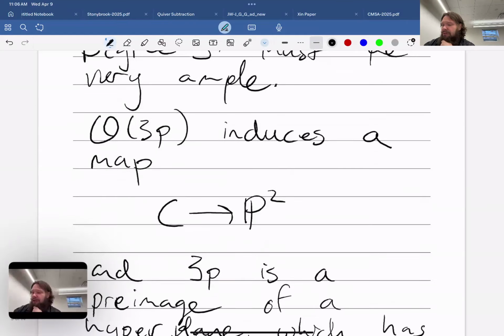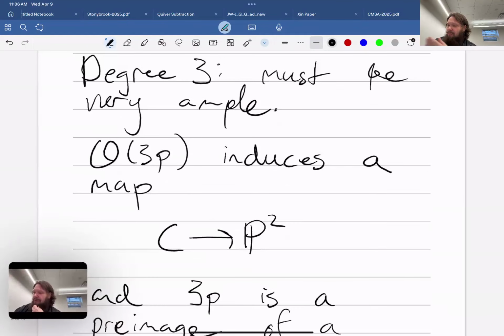So in particular, one obvious way to cook up a degree 3 thing is to look at 3 times a single point. And again, if you think through this whole story, you'll see every line bundle of degree 3 can be written as 3 times a point over an algebraically closed field. I don't believe that's true if your field isn't algebraically closed.